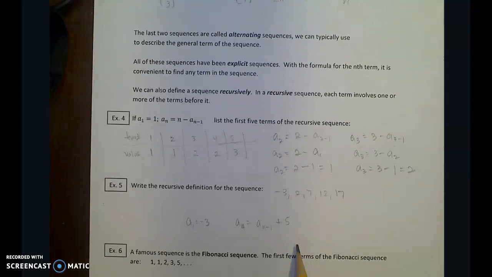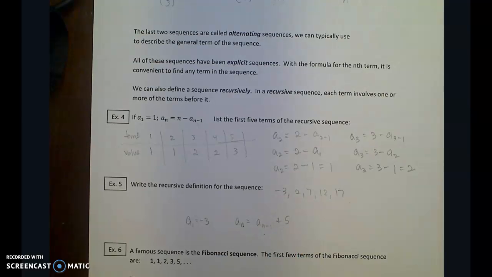It says here, write a recursive definition for the sequence. If you're given a sequence like this, and you're looking for a pattern, you notice that to get from the first term to the second term to the third term and so on, we need to add 5. So here is a recursive definition where the first term is -3. And to find any term after that, you find the nth term by taking the previous term and then adding 5 to it. Okay, so if you remember from Honors Math 1, this is the common difference.